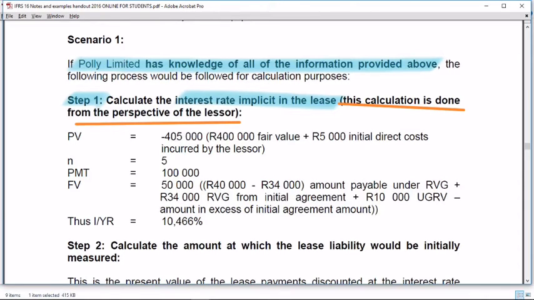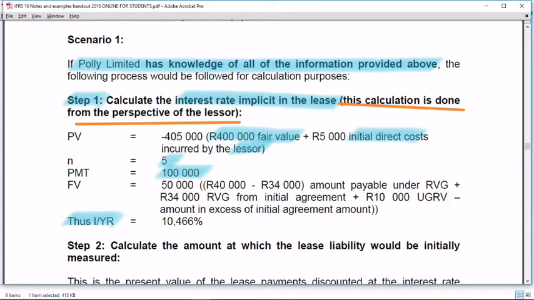Based on the variables that I've identified from the definition in Appendix A, we will then calculate the interest rate applicable to this lease. Your present value would be the fair value of the underlying asset at commencement date, plus any initial direct costs incurred by the lessor. Be careful, it's from the perspective of the lessor, so we add the initial direct cost incurred by the lessor. The payments would be the annual payments over the lease term of 5 years.